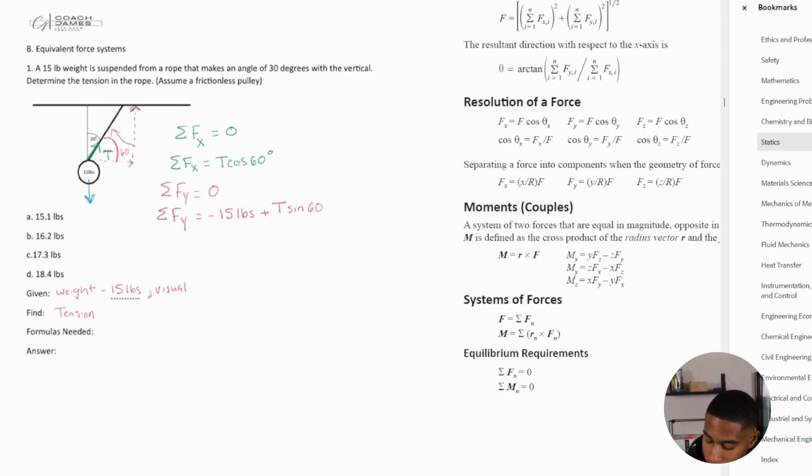So, okay, we can bring this to the other side and we can say 15 divided by the sine of 60 is equal to T. All right. So what do we get for that? Oh, T is equal to 17.32 pounds. Answer is C.